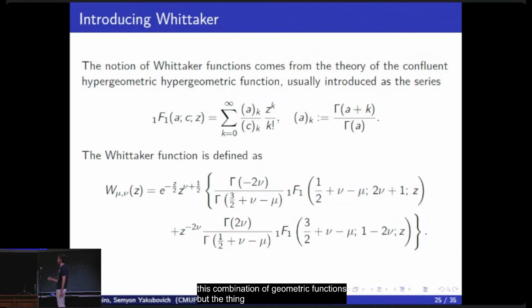But the thing is, in the case of the Bessel functions, we have only one index. The thing that I want you to remember is that in the Whittaker function, you now have two indices. And if you fix one, mainly the first, and set it equal to 0, you recover the Bessel function.